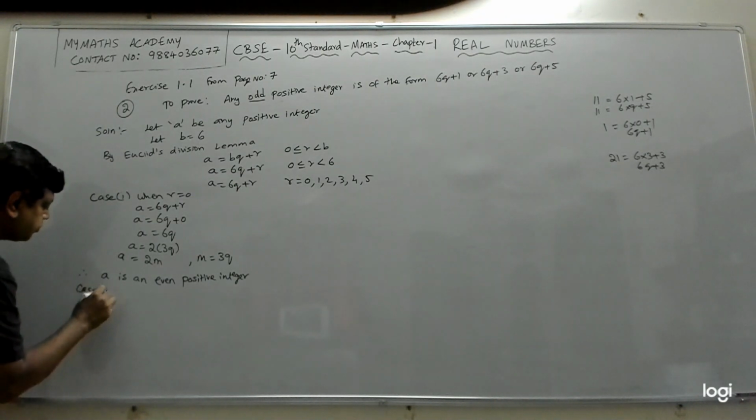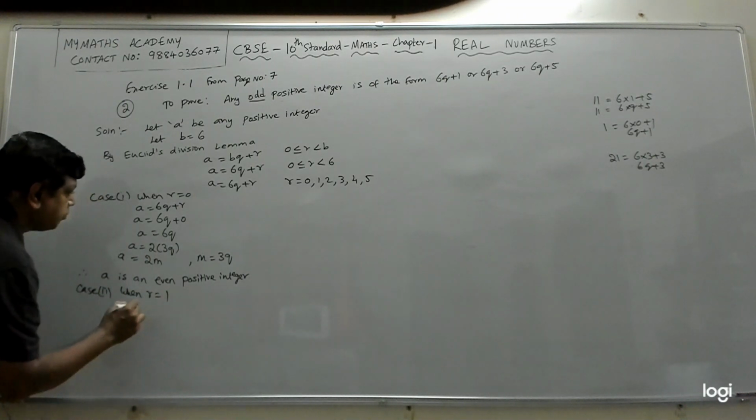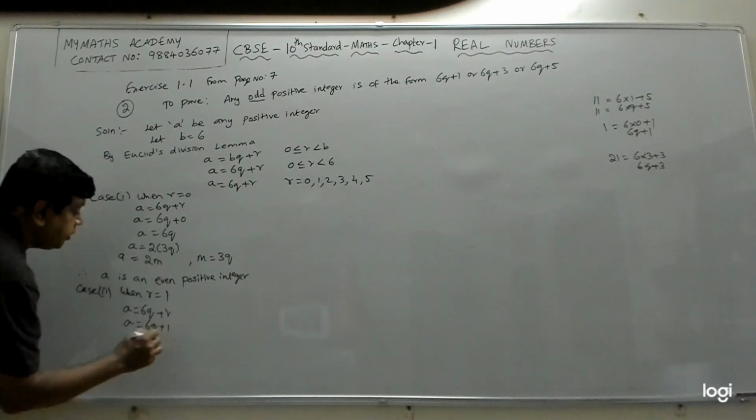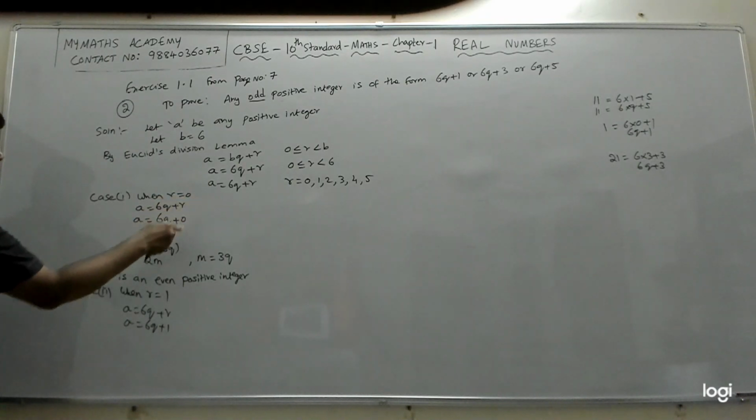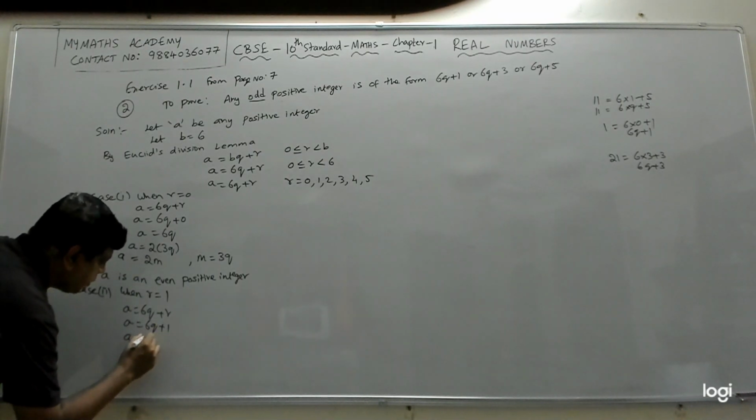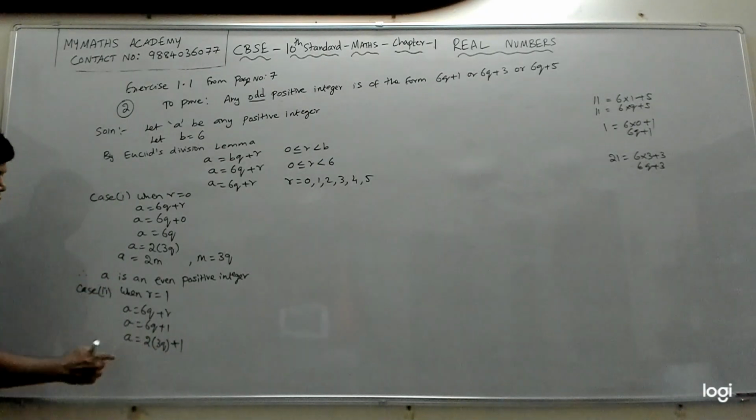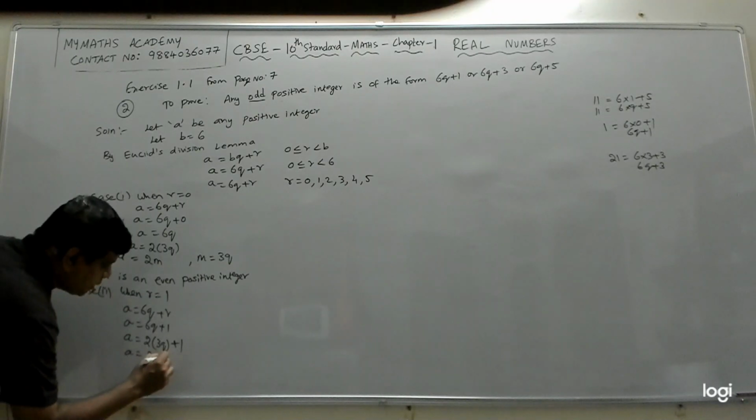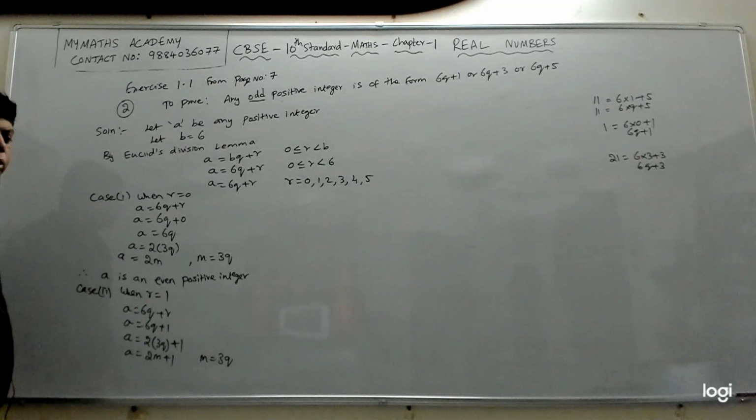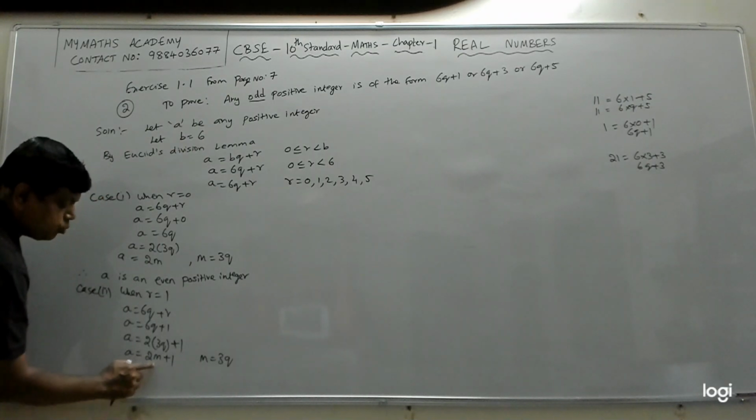Case 2. Second case is when r equal to 1. What is my a? A equal to 6q plus r. So a becomes 6q plus 1. So we need to substitute the value of r in this one. For every r we have to substitute. Now a is equal to 6q plus 1, which can be written as 2 into 3q plus 1. 2 into 3q is 6q. Now a is equal to 2 into m plus 1, where m equal to 3q. Which means I am writing a as 2m plus 1.